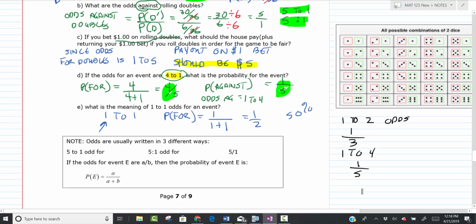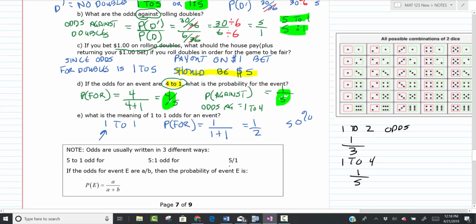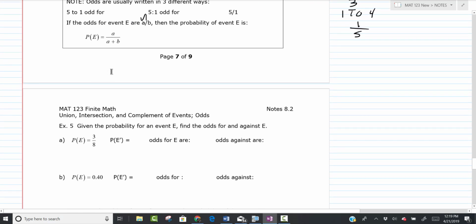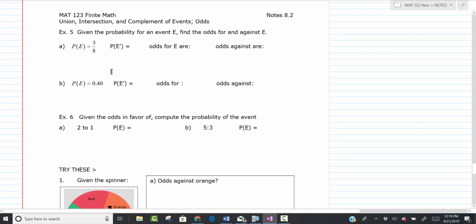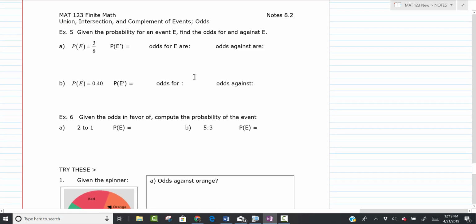Okay, so down here at the bottom, this is just showing you the different ways to write odds: 5 to 1, 5:1, 5/1. And if the odds for are A over B, then the probability, like I showed you, is A over A plus B. That's what I did on example D, and the same idea on example E. Okay, so let's crunch some of these out. I'm going to go ahead and do example 5 and 6, and then I'll let you do a couple of problems to see how well you put this together.